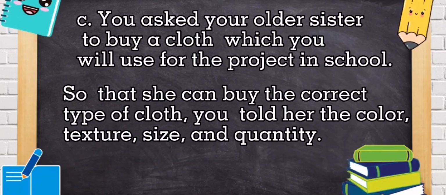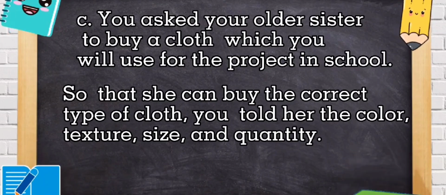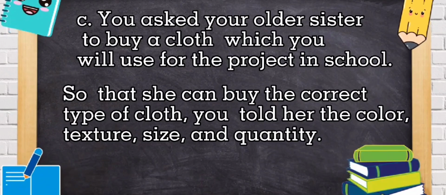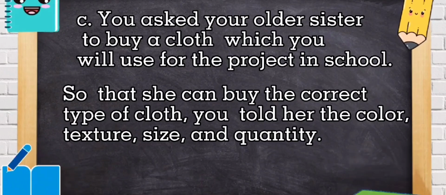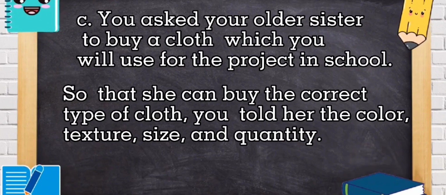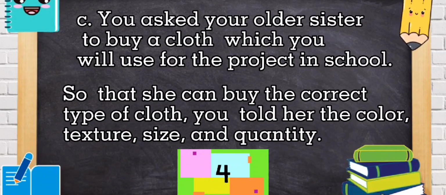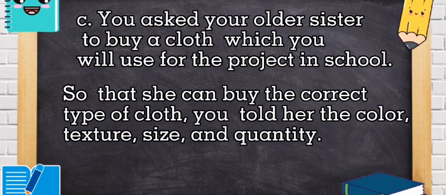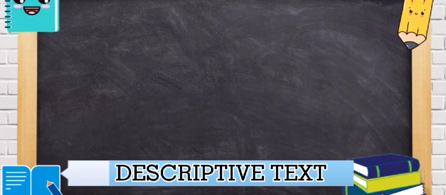C. You ask your older sister to buy a cloth which you will use for the project in school. So that she can buy the correct type of cloth, you told her the color, texture, size, and quantity. What is the text type used? Great! It is descriptive.